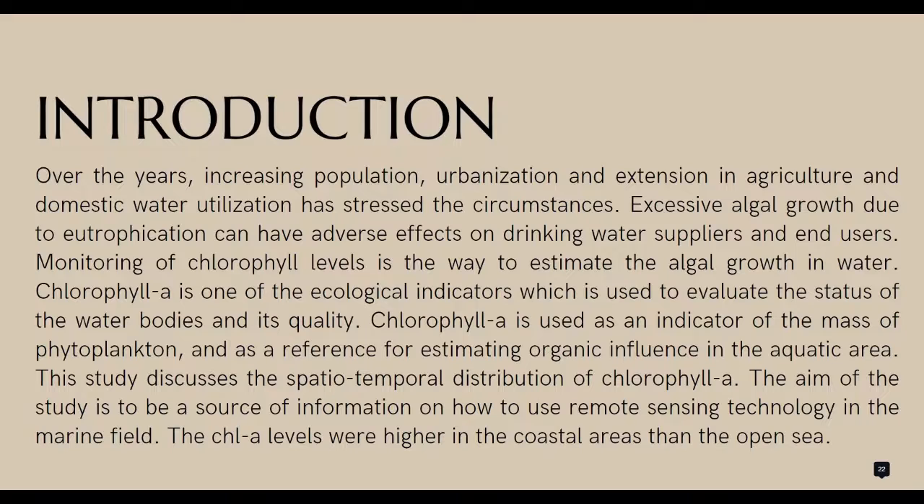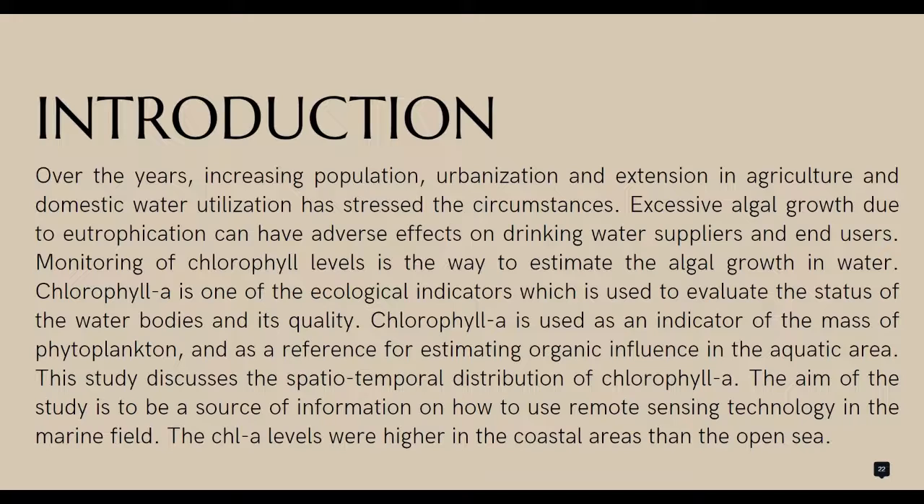Before we jump to remote sensing technique, we have to know why we are estimating chlorophyll A. Over the years, increasing population and urbanization has stressed the circumstances. Monitoring of chlorophyll A level is the way to estimate the algal growth in water. Because chlorophyll A is one of the ecological indicators, it can be used to evaluate the ecological status of the marine environment. Basically, this pigment cell is used to convert energy from sunlight to produce oxygen for life sustaining. To monitor and measure chlorophyll level is a way of tracking the algal growth.